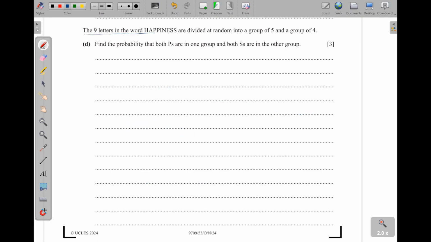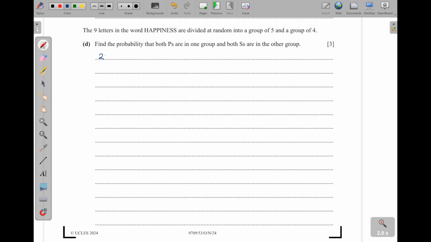Next, the 9 letters in the word happiness are divided at random into a group of 5 and a group of 4. Part D, find the probability that both P's are in one group and both S's are in the other group. So this is what I'm going to consider.